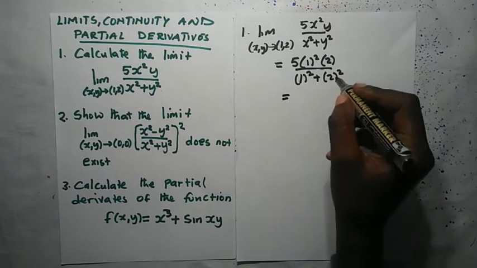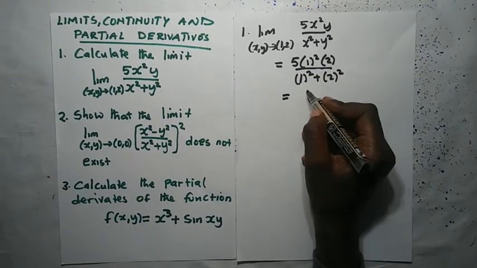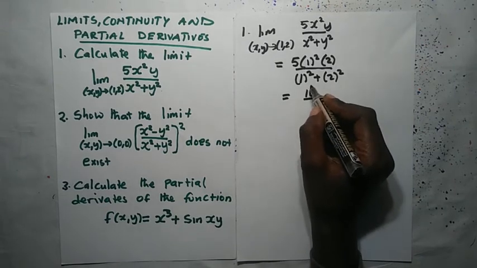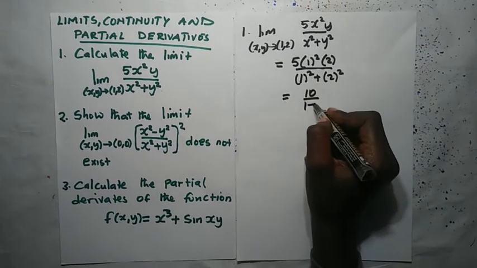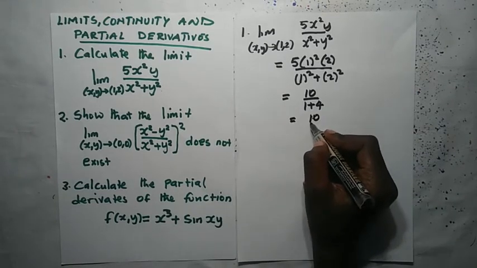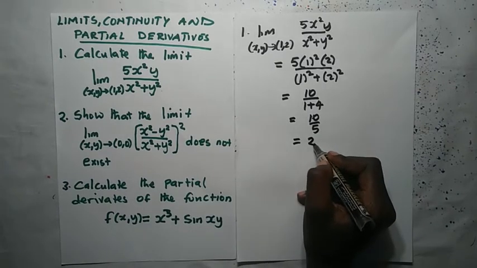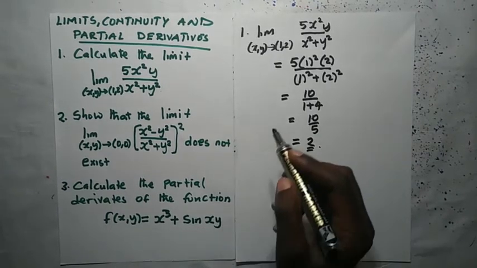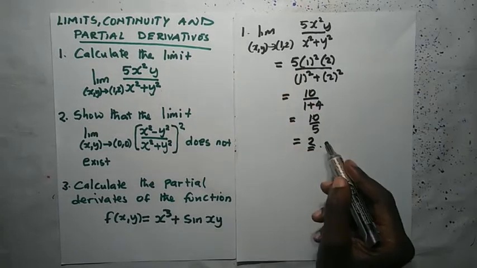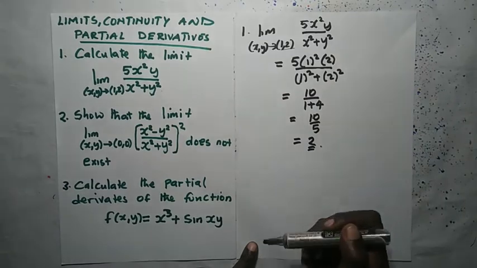This gives us 1 squared is 1, times 5 we have 5, times 2 we have 10. So we are going to have 10 over 1 squared is 1, plus 4, which will give us 10 over 5, and this gives us 2. So the limit as (x, y) approaches (1, 2) is 2. You just substitute the numbers that you have into the function.